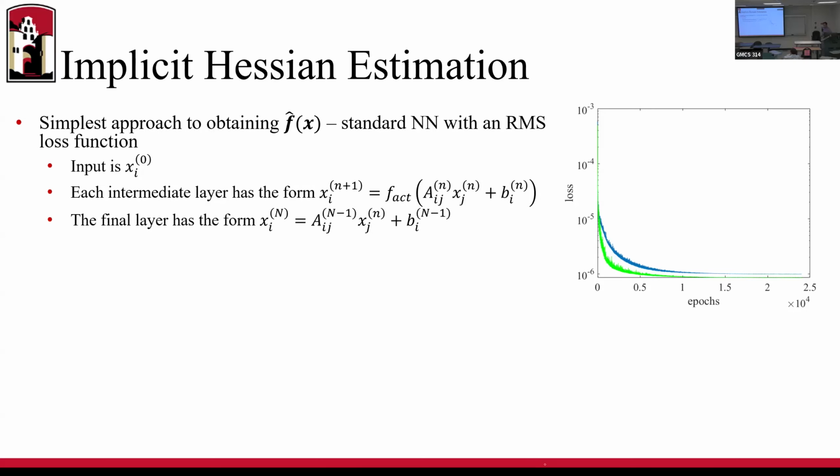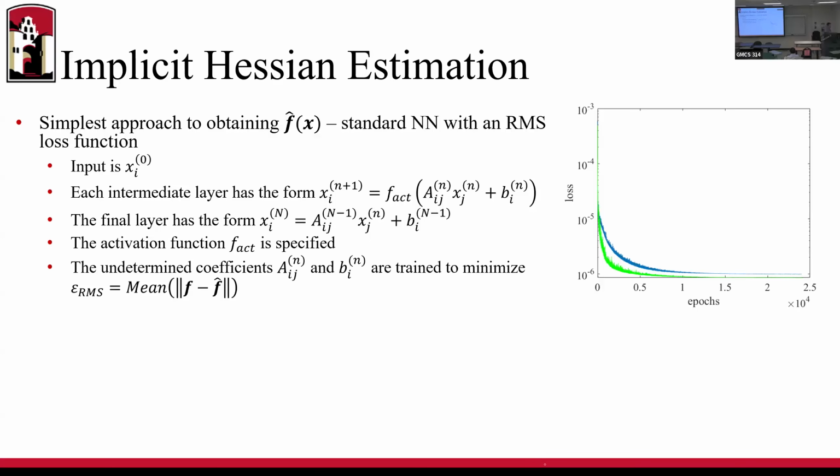Okay, and the final layer will look exactly the same as the intermediate one, so we just will not use the activation function. We just have an affine linear transformation. Okay, and the activation function is going to be specified. We're going to test several options for activation functions. And then the process of training the neural network is the process of determining these coefficients, Aij and Bi.